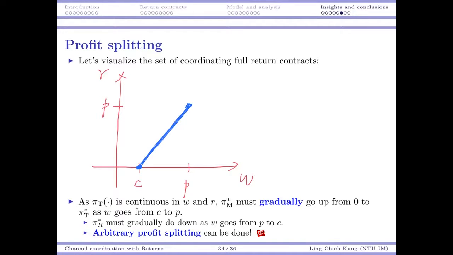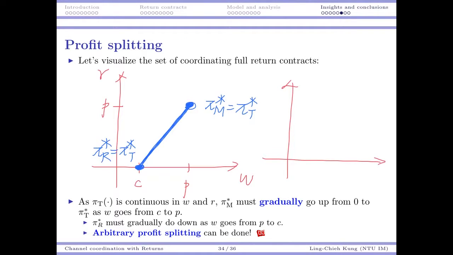If you choose W and R so that the WR pair is located on this particular line segment, then the system profit will be maximized. Also, we have observed the following. If W is C, then the retailer is earning everything, at this particular point. Or if the wholesale price is P, then the manufacturer is earning everything. So that means we may draw another graph like this.